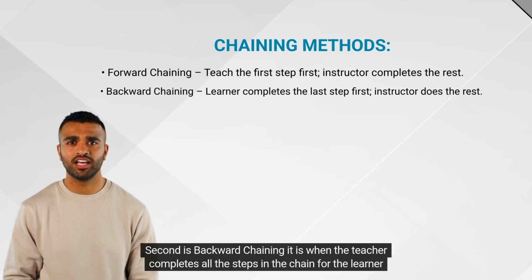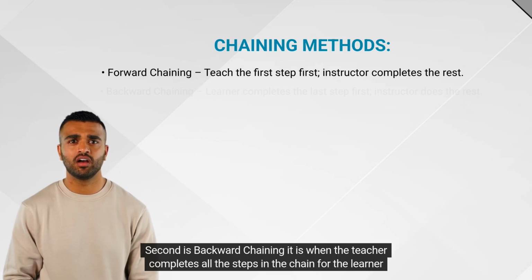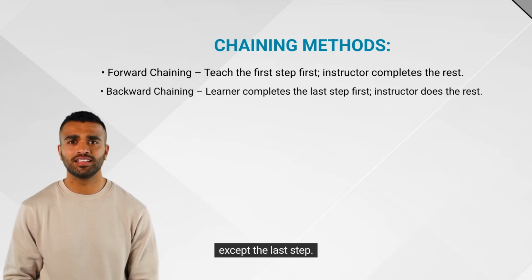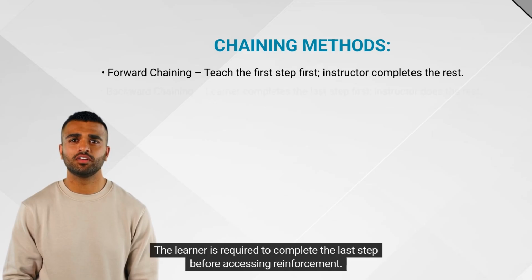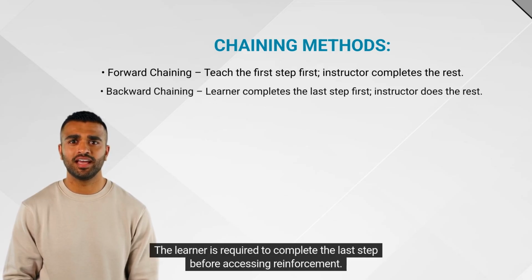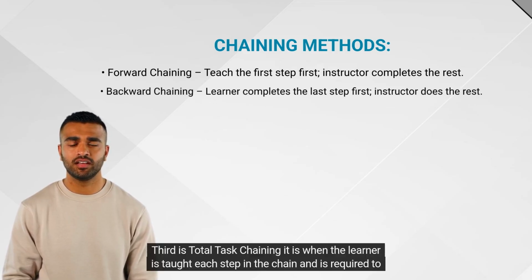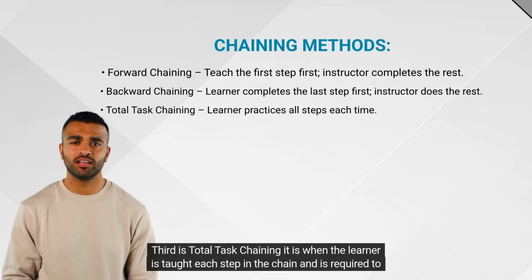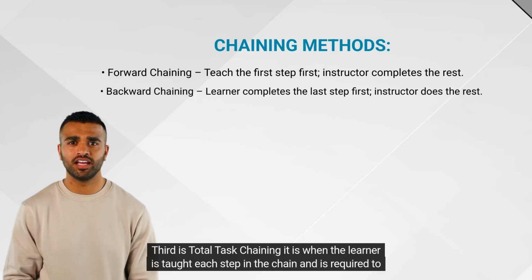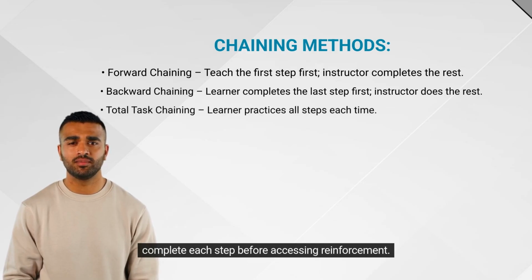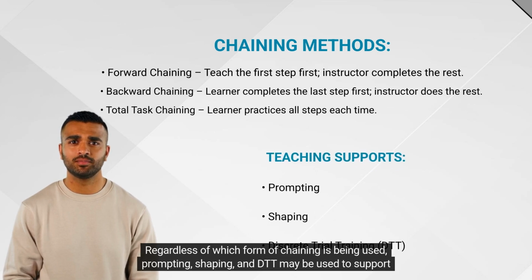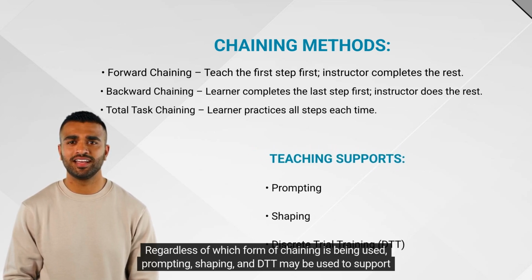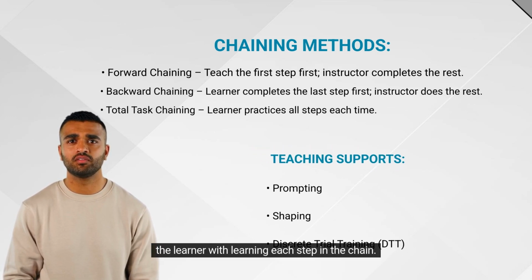Second is backward chaining. It is when the teacher completes all the steps in the chain for the learner except the last step. The learner is required to complete the last step before accessing reinforcement. Third is total task chaining. It is when the learner is taught each step in the chain and is required to complete each step before accessing reinforcement. Regardless of which form of chaining is being used, prompting, shaping, and DTT may be used to support the learner with learning each step in the chain.